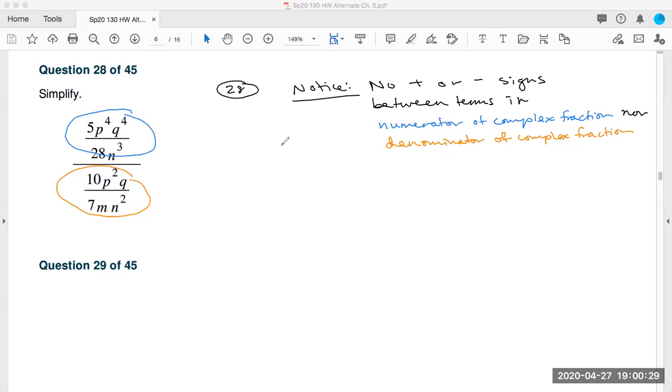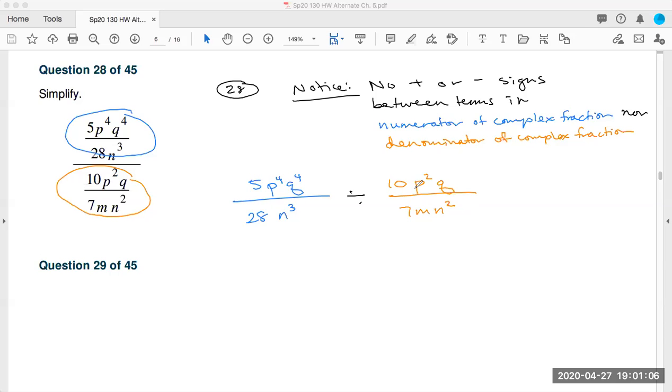Okay, so if you don't see any plus and minus signs between, that means you can go ahead and make this into an old school division. So we have 5p to the 4th, q to the 4th, divided by 28n to the 3rd. That's going to be old school divided by 10p squared q divided by 7mn squared. Okay, so again, emphasizing no pluses, minuses between all these terms.